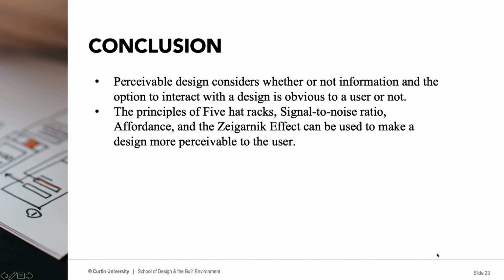All right, to conclude, perceivable design considers whether or not information and the option to interact with a design is obvious to users or not. So think about these principles of the 5 hat racks, signal to noise ratio, affordance, and particularly the Zeigarnik effect. So you can leverage them to make your designs more perceivable to users, but also draw them in a little bit more, okay? Does anyone have any questions about the theme of perceivability in UX that we've covered today?